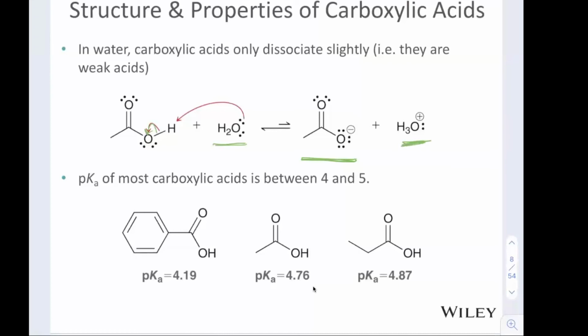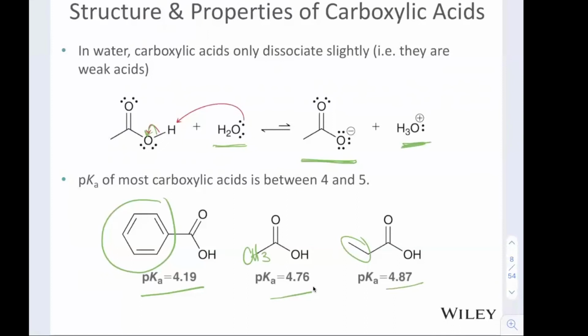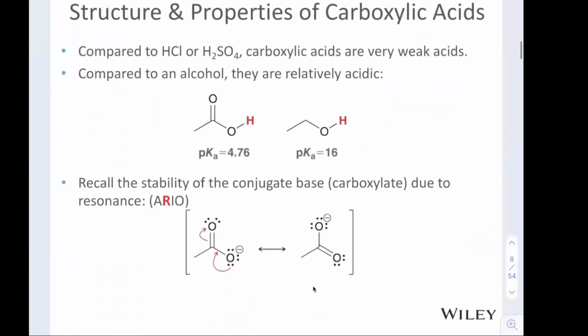If we look at some representative pKa's, we have a pKa of 4.19 if we have a benzene ring. We have a pKa of 4.76 if that's just a methyl group. And if we have an ethyl group, it's similar at 4.87. Now, if we compare that pKa to that of the pKa of an alcohol, the alcohols have a pKa of 16, whereas carboxylic acid, acetic acid specifically, has the pKa of 4.76. So why the difference? And I hope that you remember using ARIO, right, the resonance.